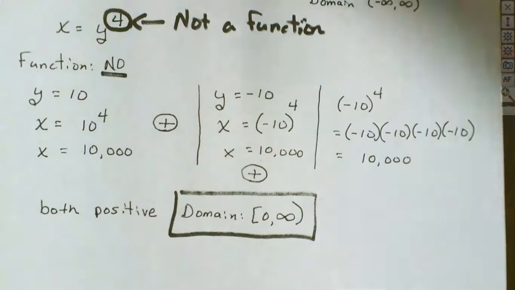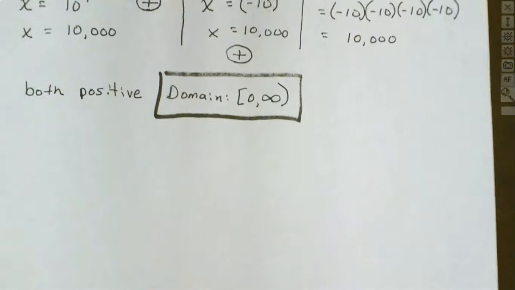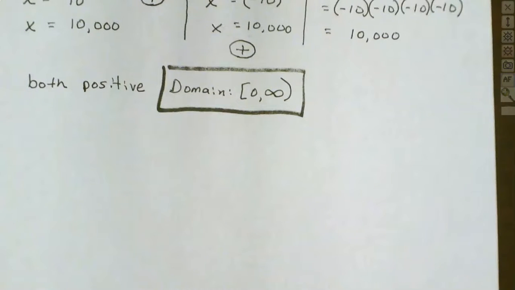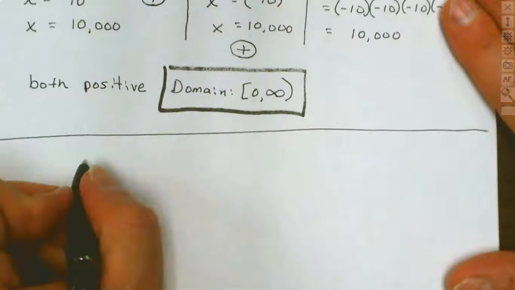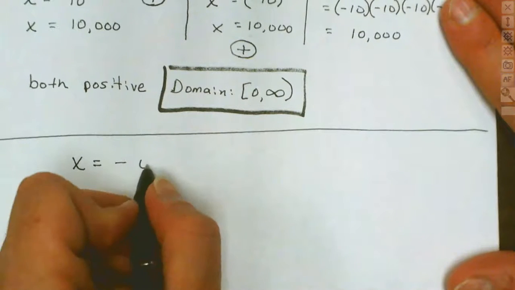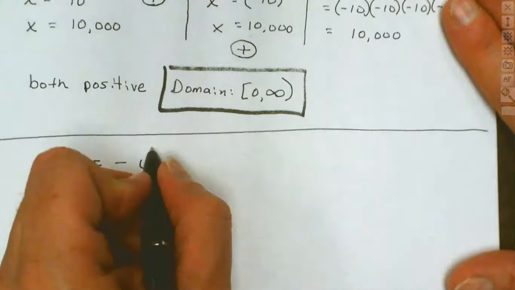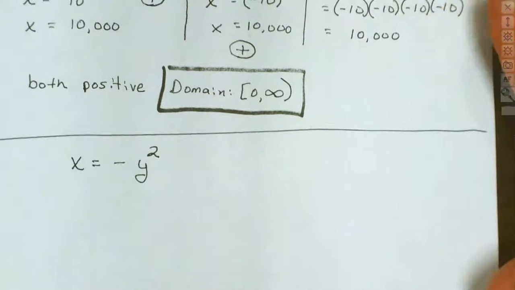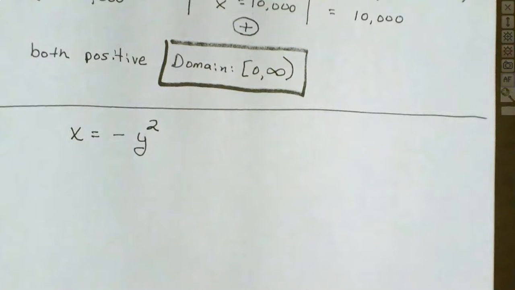The next one is going to be the opposite. The next one is x equals minus y to the second power. So this one's the same, but yet your answers are going to be different.